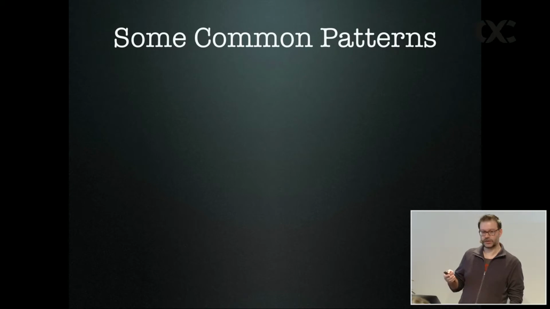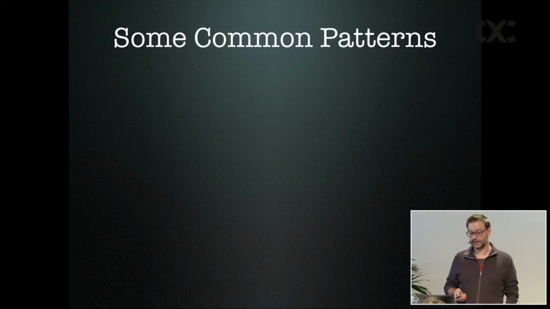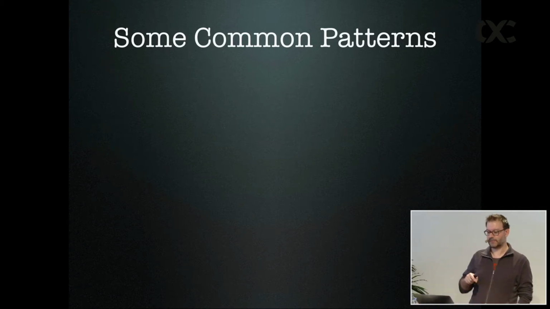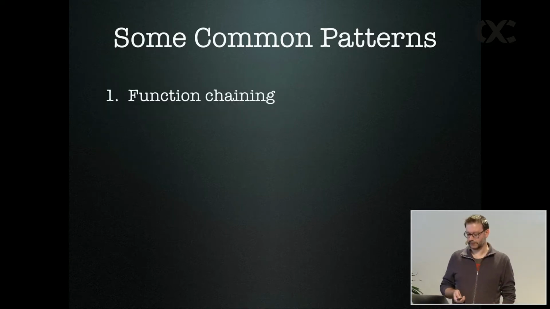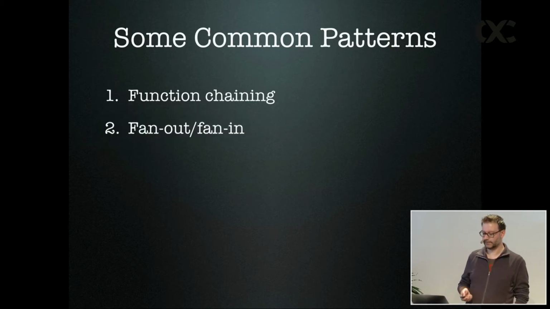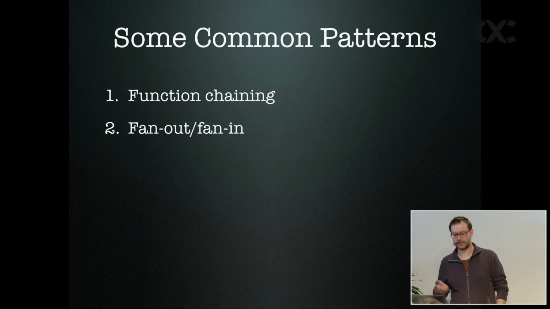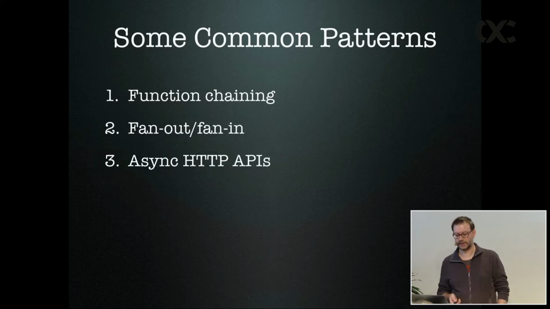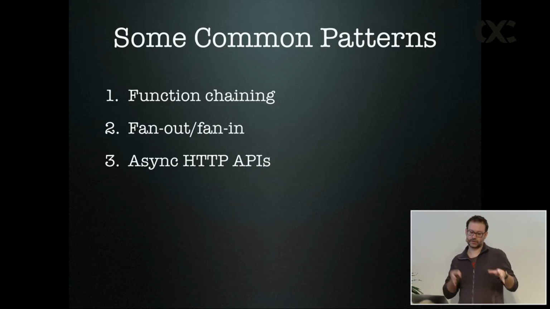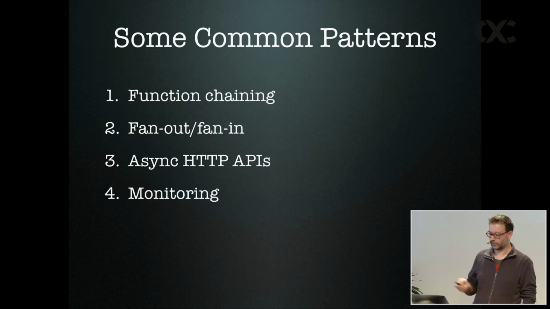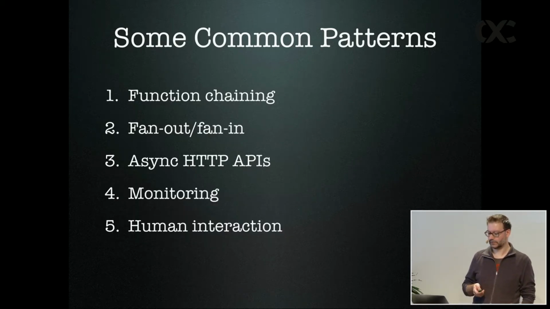To bring that into practice, I have some common patterns here to show you as an illustration and in code, because we have orchestration as code. And finally, I will show you some of those patterns in a real-life example. First up, I want to show you function chaining. That's the simplest thing. Afterwards, we go to fan-out, fan-in, a common pattern out there. We have some async HTTP APIs, or async process start and monitoring and watching the process. We have monitoring. We'll have a look at human interaction.